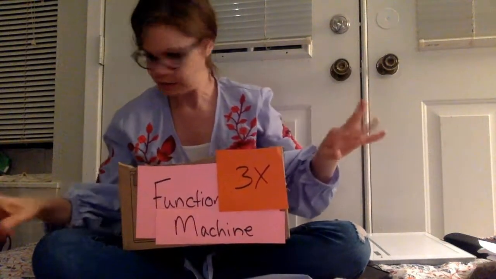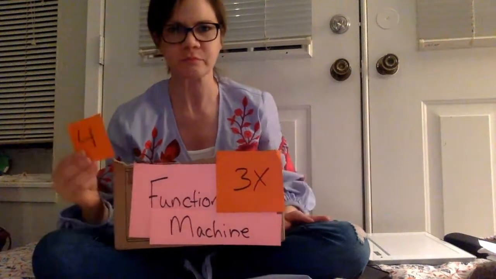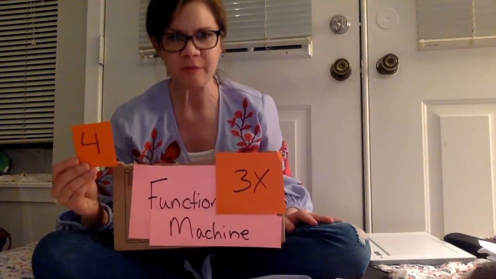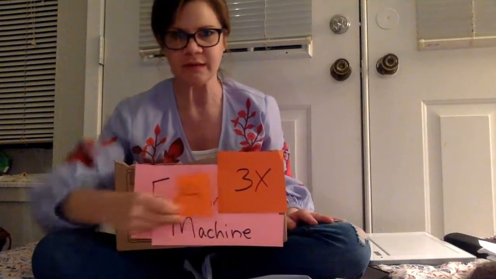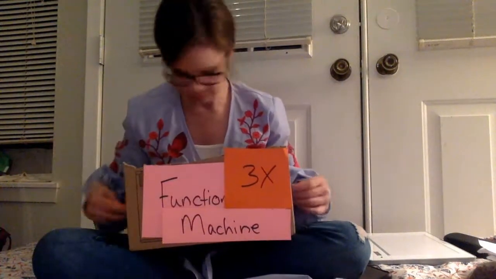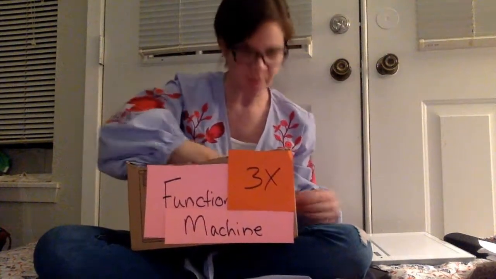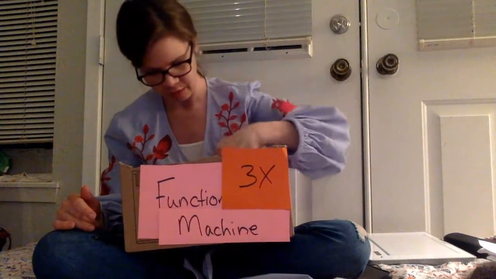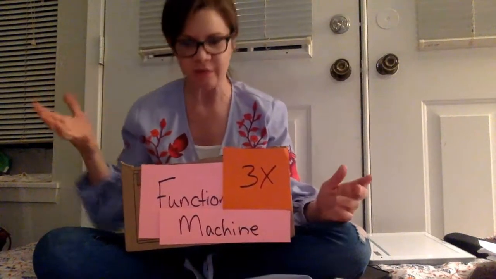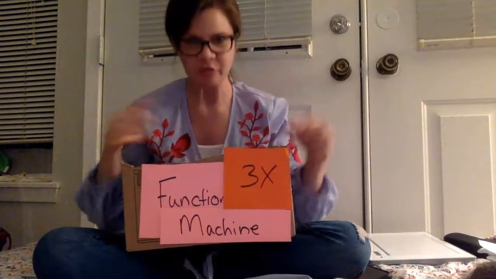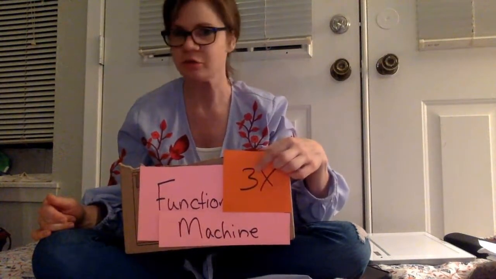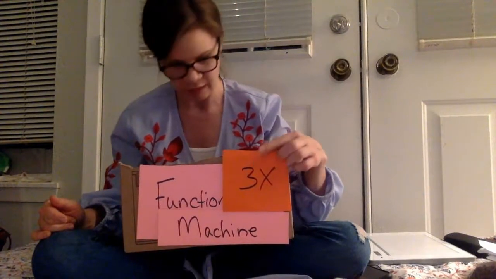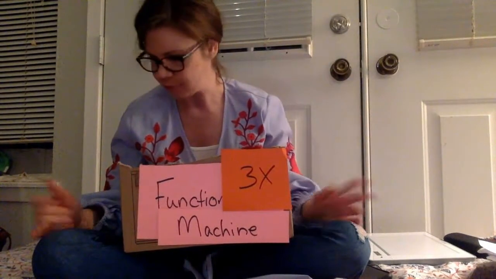Let's see. 4. So if I put in my 4, 4 is going to take the place of my X. So it will go right here. 3 times 4. I put a 4 into my function machine, and out pops a 12. Okay, so we're starting to get the hang of this. The job of a function is to take your X value, apply to it whatever your function or your expression is telling you to do, and then get your output variable, aka your y.